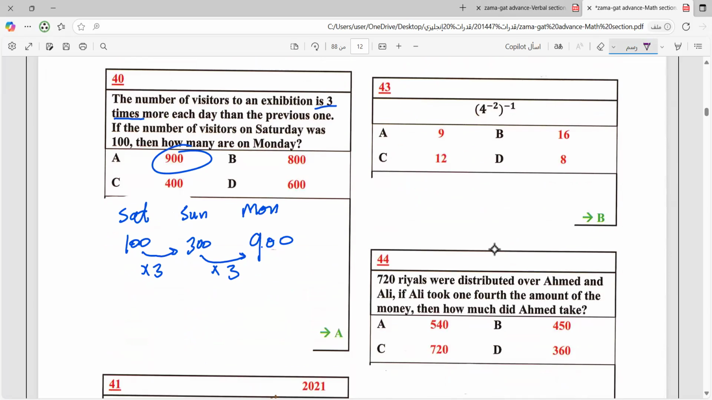43, it's very easy. Here we have a double power, 4 to the power negative 2, to the power negative 1. What is the rule? The rule is product: you multiply. You multiply negative 2 times negative 1, so it will be positive 2. So 4 to the power 2 equals 16. So the answer is 16. Clear, my student? Yes, clear.